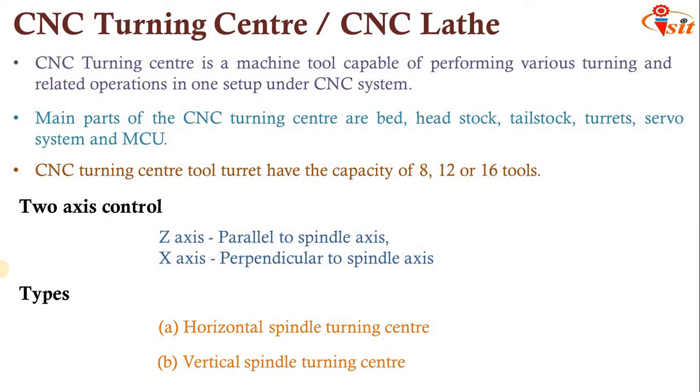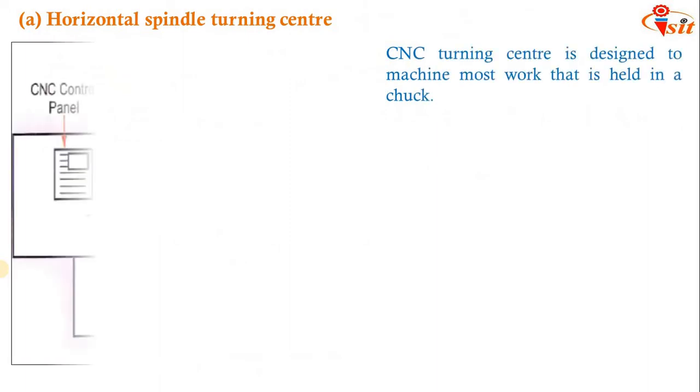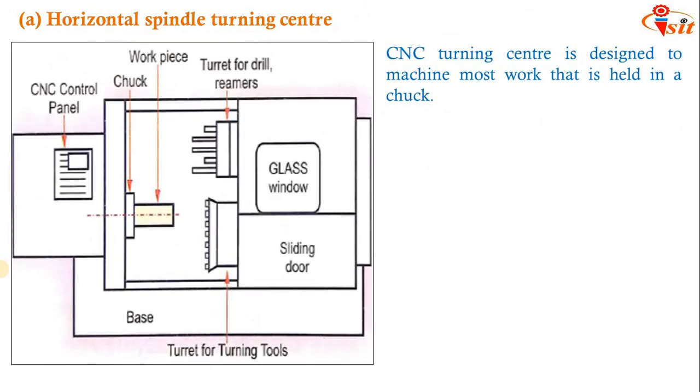In this turning center we require various work holding devices like self-centering chuck, collet chuck, and counter centrifugal chuck. So what are the types of this turning center that we are going to see one by one. First one is a horizontal spindle turning center. It is a CNC turning center designed to machine most work that is held in a chuck.